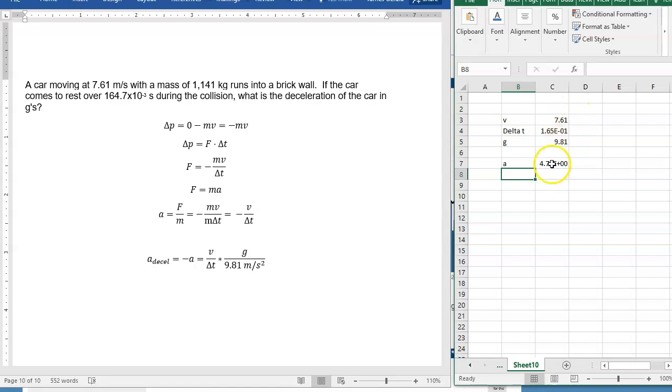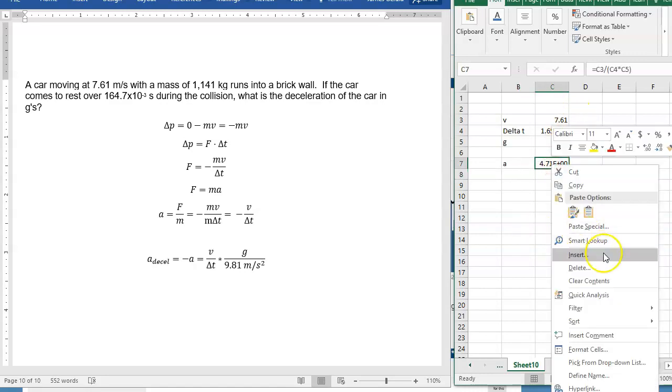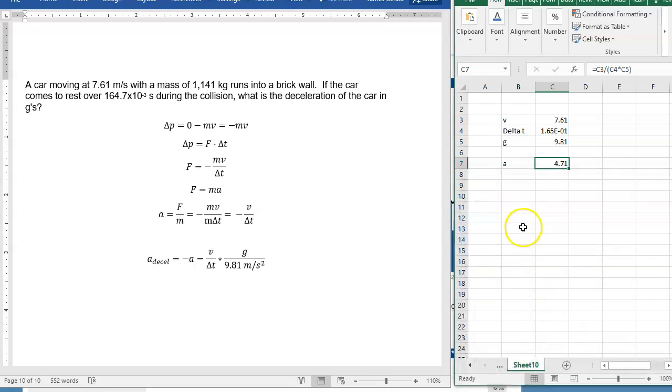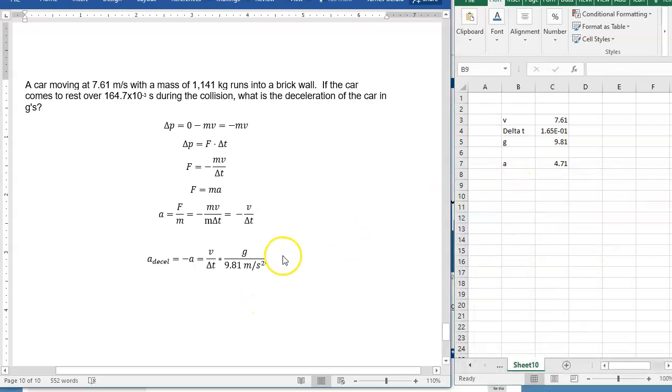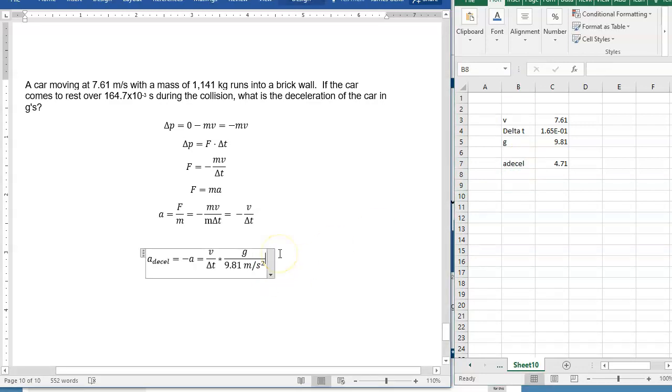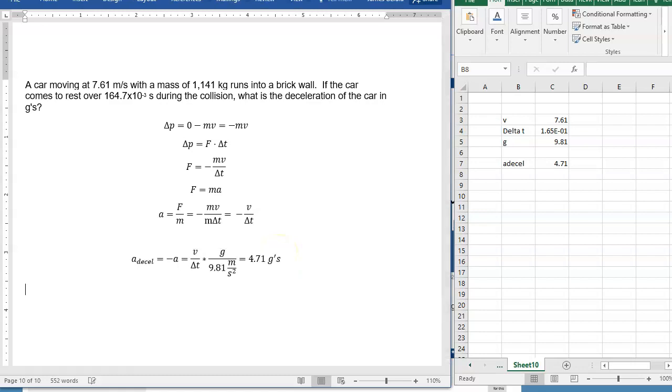So 4.71. I don't have to change it. It's easy enough to read as is, but 4.71 Gs. Make sure that's all right. 4.71 Gs. And that's it for this problem. And all you're going to put into Canvas is the 4.71. There you go.